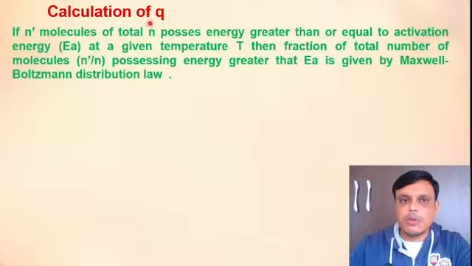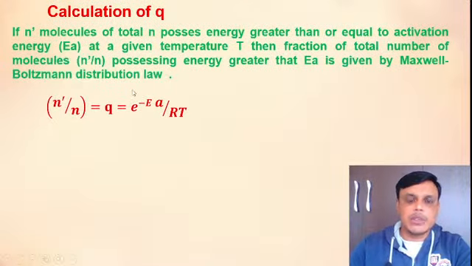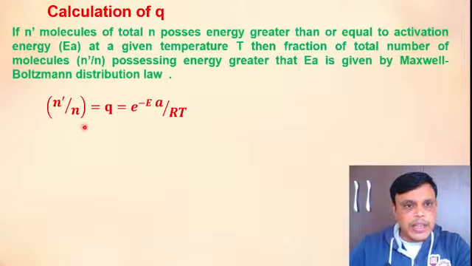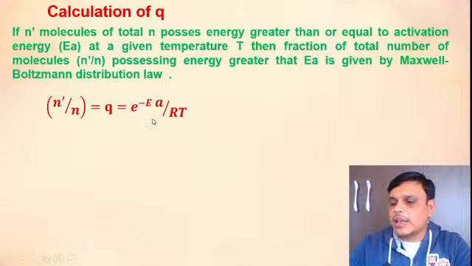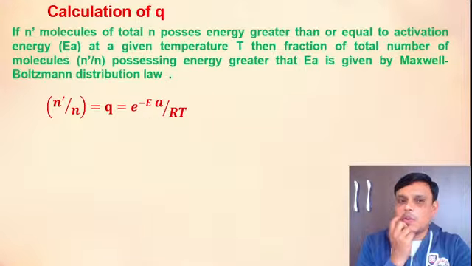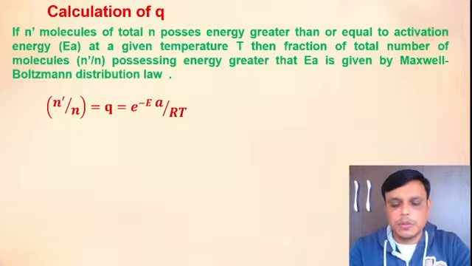Out of the total number of collisions, that is n, at a given temperature T, the fraction of total number of molecules, n dash by n, possessing energy greater than activation energy is given by the Maxwell-Boltzmann distribution law. This is the Maxwell-Boltzmann distribution law. n dash by n is equal to Q, and the law is Q is equal to e to the power minus Ea by RT. This is the formula of the Maxwell-Boltzmann distribution law.